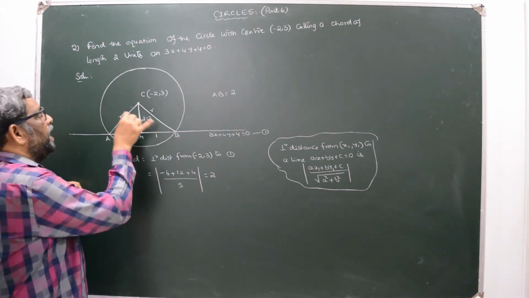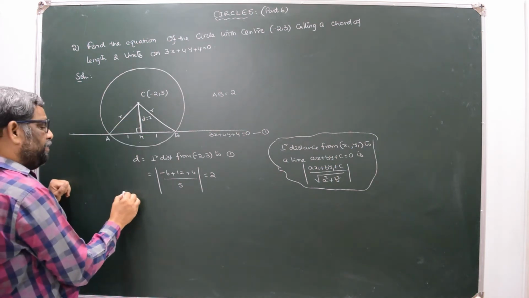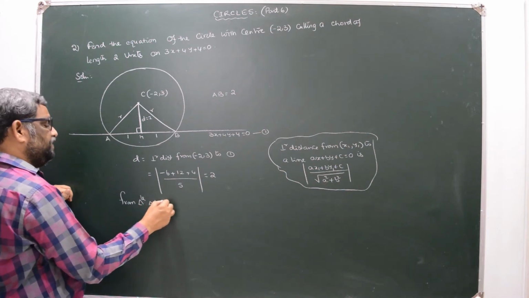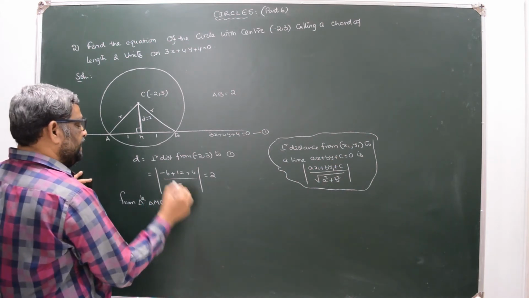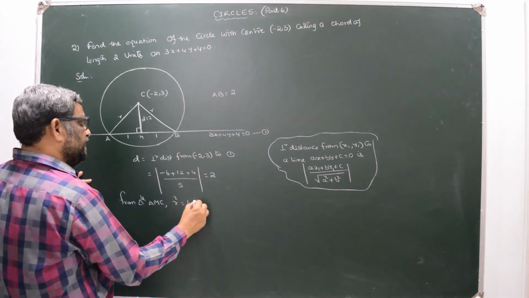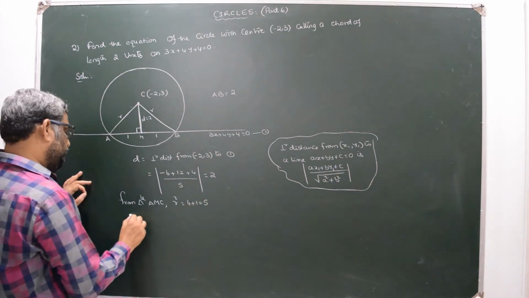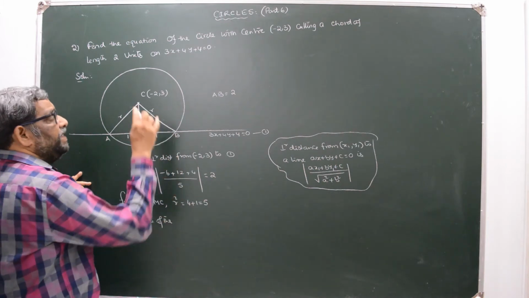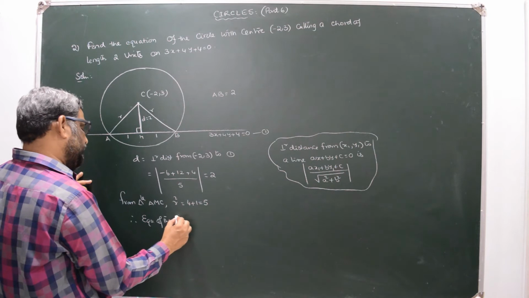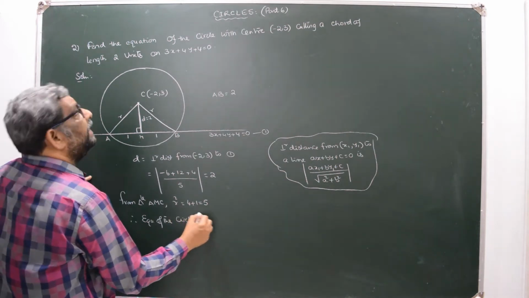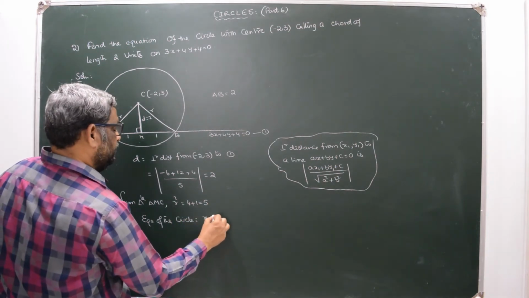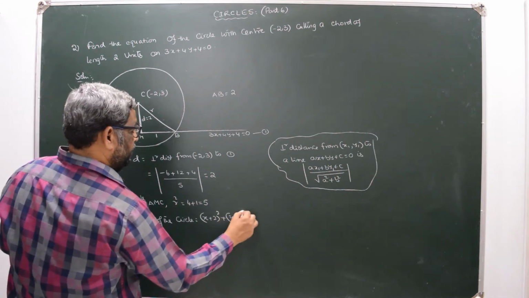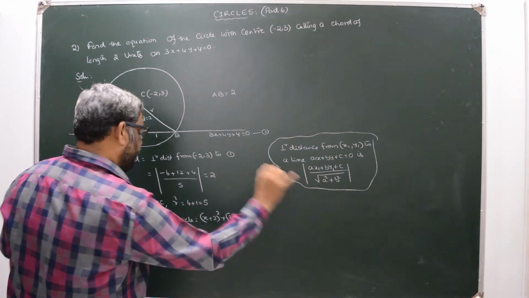Now I can find out R. This is a right angle triangle. From triangle AMC, R square is equal to 4 plus 1 is equal to 5. Therefore, the equation of the circle, because the center is already given and the radius is obtained: x plus 2 whole square plus y minus 3 whole square is equal to 5. That's it.